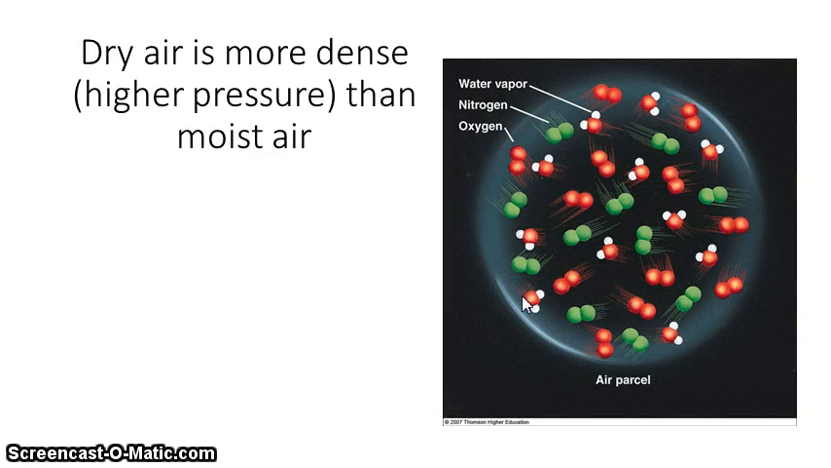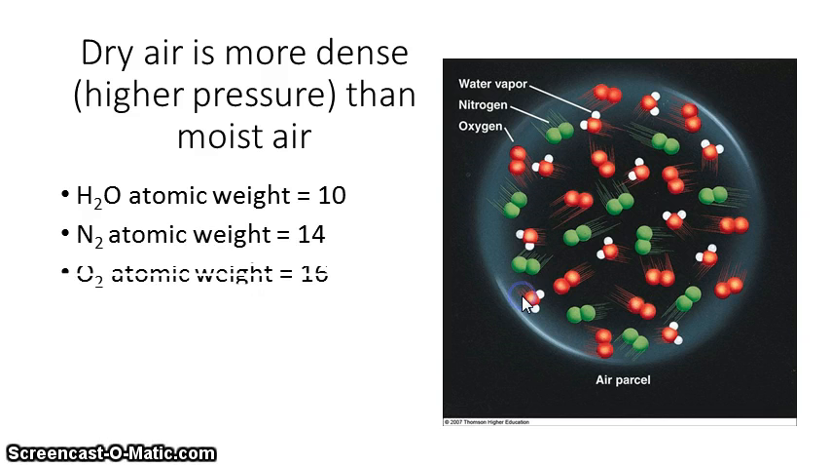We look at dry air as being more dense than moist air. A lot of that has to do with the atomic weights of the different gases. So when we look at water vapor, it has two hydrogens and one oxygen, H2O. When we look at its atomic mass, hydrogen has an atomic mass of 1, so we have 2 of those. Oxygen has an atomic mass of 8. When we add those together, we get an atomic mass of 10. Nitrogen has an atomic mass of 7. When we double that, we get 14. And oxygen, we said before, has an atomic mass of 8. Doubling that gives us 16.